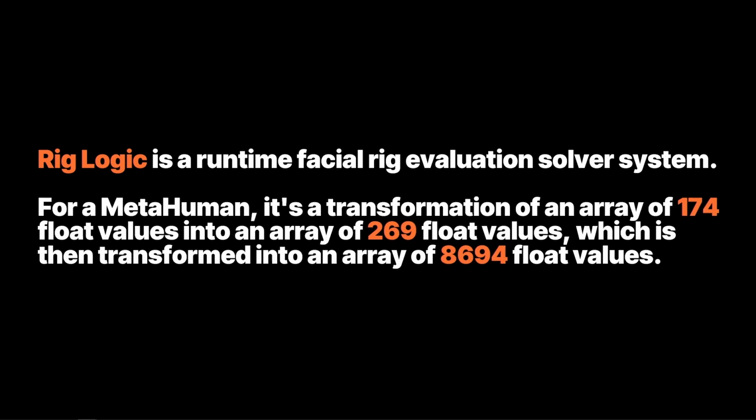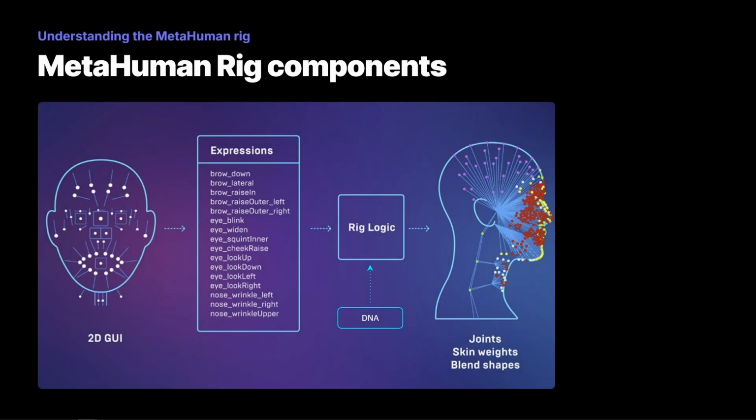It's a transformation of several arrays of float values. First, it transforms an array of 174 float values into an array of 269 float values, which is then transformed into an array of 8,694 values. So everything's clear, right? Yeah. But what do these numbers represent, actually?